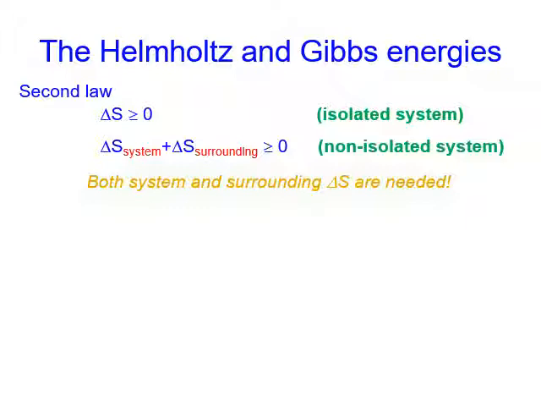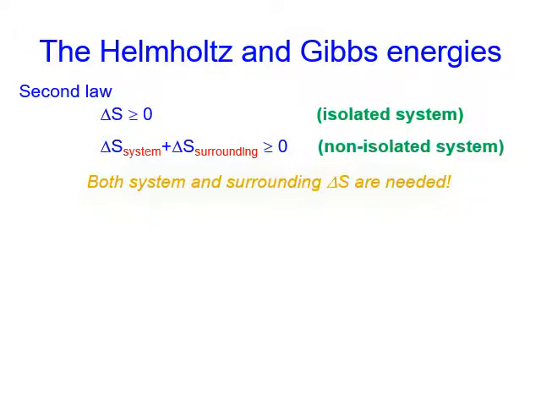If it's a non-isolated system, then the system entropy change and the surrounding entropy change should add together and be greater than 0 for a spontaneous process. For a reversible process, the total entropy should not change. Delta S total should equal 0. So in order to predict spontaneity, we need to calculate both the system and the surrounding entropy change, and sometimes it's inconvenient to calculate both.